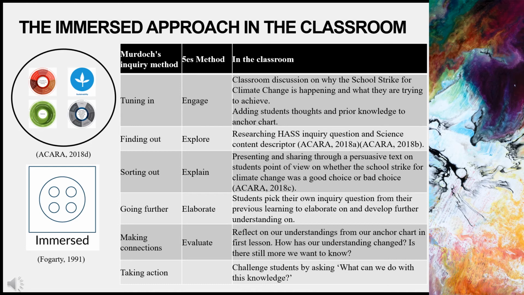Incorporating these aspects of research, students could then produce a persuasive text meeting English content descriptors within the creating text substrand. As you can see from my table, the example inquiry unit meets the structure of both Murdoch's inquiry method and the 5Es method. Within this inquiry unit, students will not only be developing HASS, science and English knowledge, they will also be learning through the cross-curriculum perspective of sustainability and general capabilities such as ICT capabilities, critical and creative thinking, ethical understanding, personal and social capabilities and intercultural understanding.